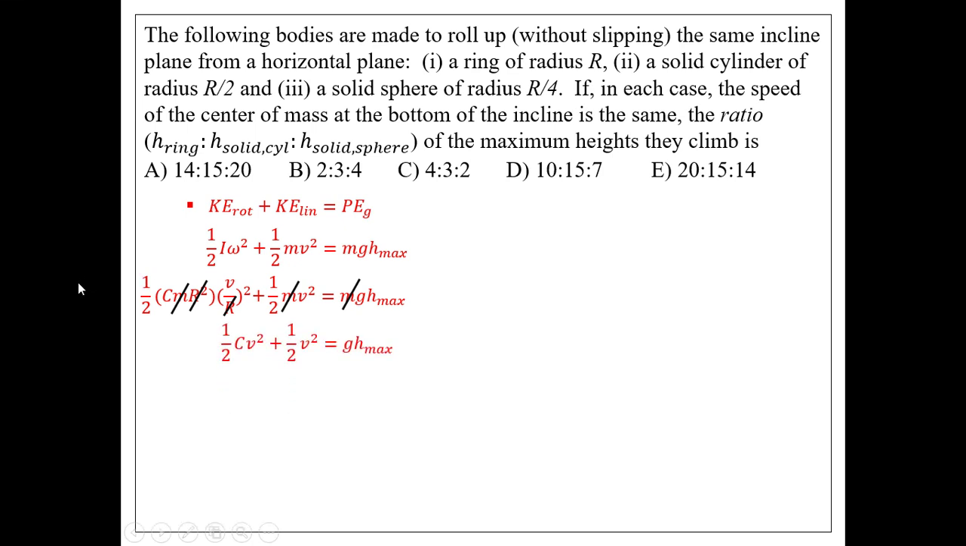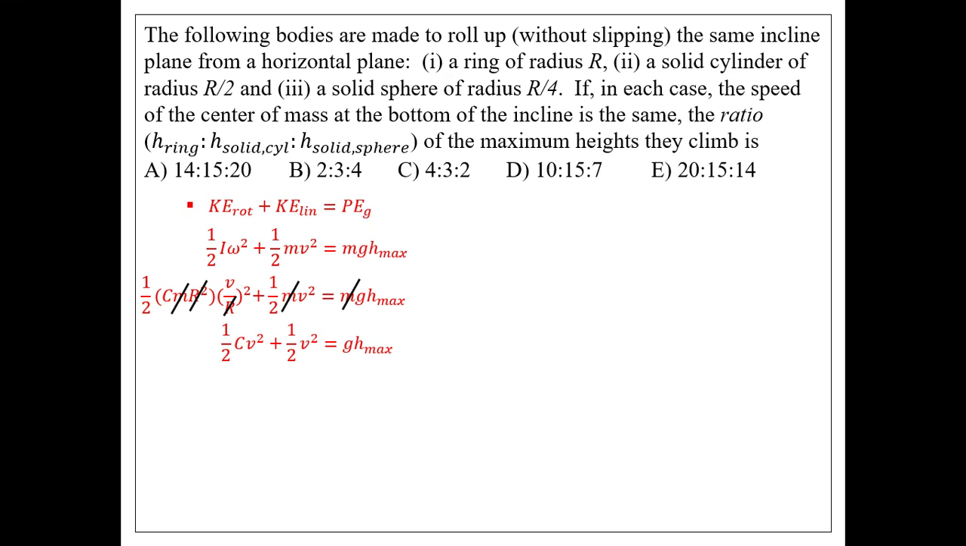So I'm just gonna clean that up a little bit. So it would just be 1/2 times c. That's the only thing that's left after I've canceled out m and r squared. And then the v once again is squared because the exponent is outside. And the KE linear is just 1/2 v squared now, and the right side is just g and h max.